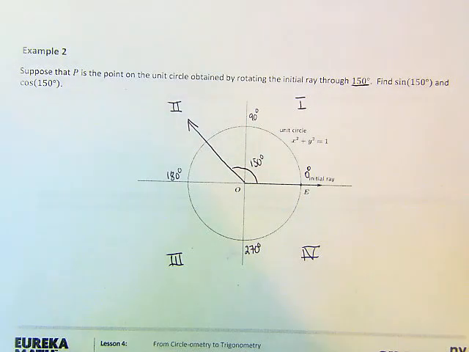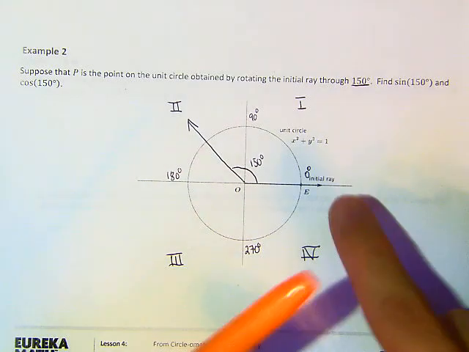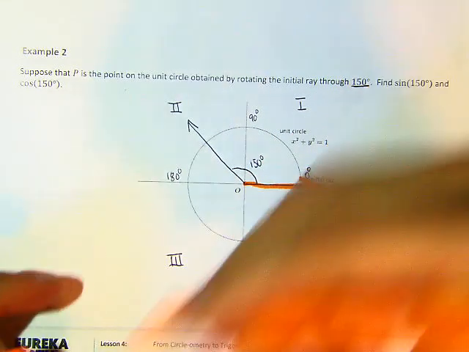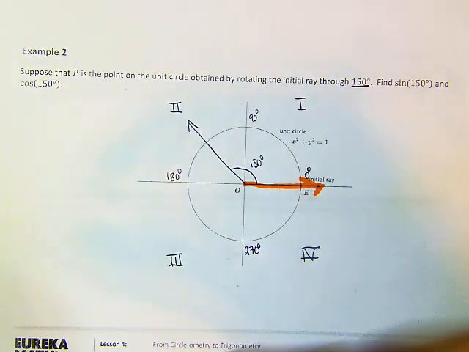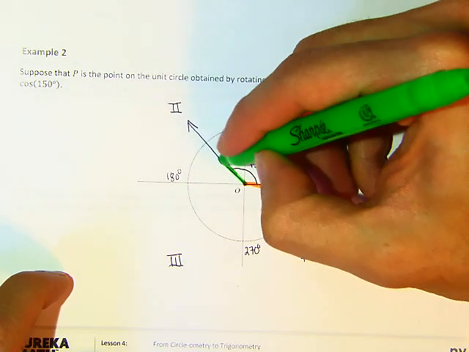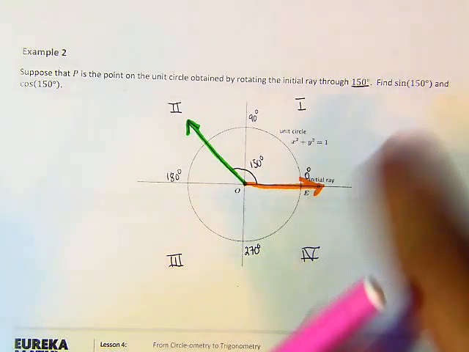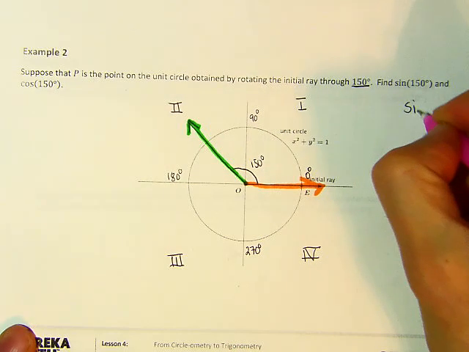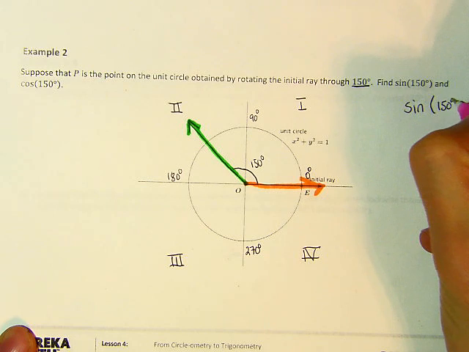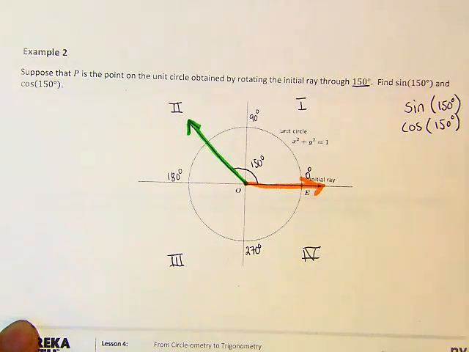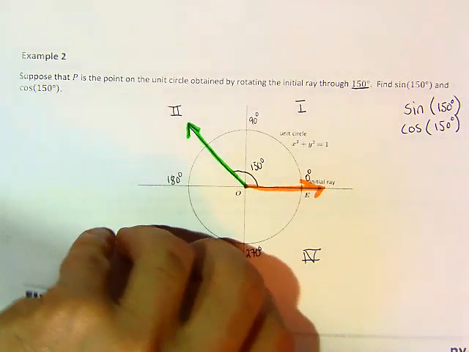Let's always be very conscious about this. Remember, this is our initial ray, always have it in the orange, and this is our terminal ray, which we'll have in the green. And the question is, how do we find sine of 150 degrees, and how do we find cosine of 150 degrees? Here I have the notes for you.